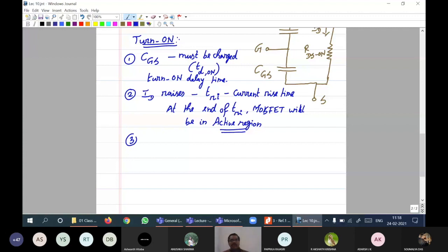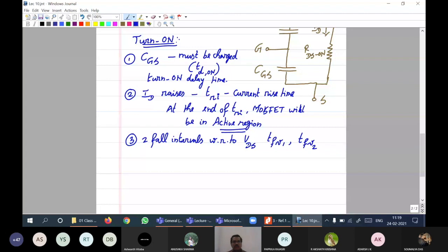Thirdly, now when the current rises, only after the current rises, the drain source voltage starts falling. So there will be two fall intervals for voltage. Two fall intervals with respect to VDS. They are indicated as TFV1, voltage fall interval 1, and voltage fall interval 2, which means the time taken by the MOSFET to move from cutoff till active, stay there, and from active to ohmic region, two fall intervals for voltage.